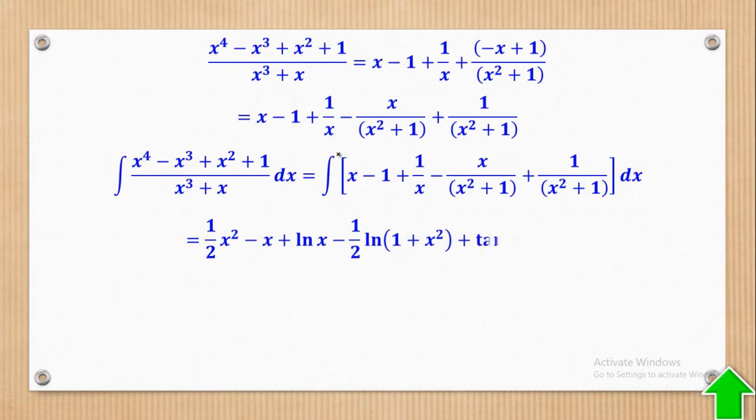Then from there I'll integrate x. I'll come up with a half x squared. Integrate 1, I'll come up with x. Integrate 1 over x, I'll come up with ln x. Integrate this, I'll come up with a half ln 1 plus x squared. Integrate this, I'll come up with arctan x. I think remember this.